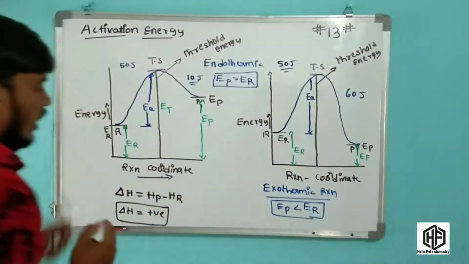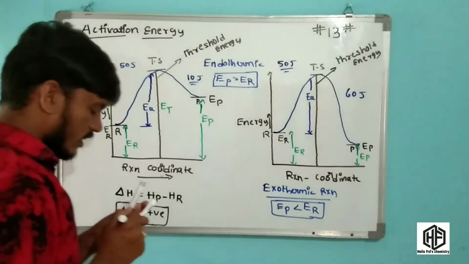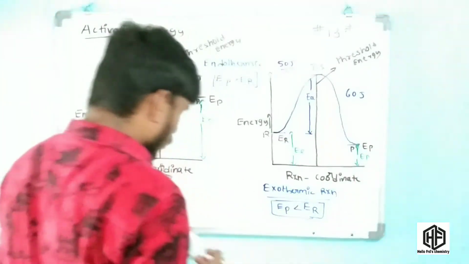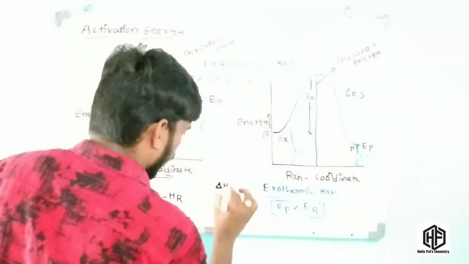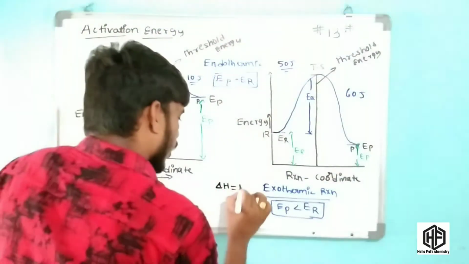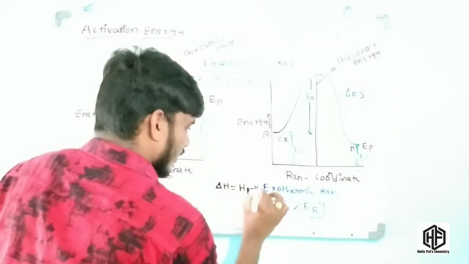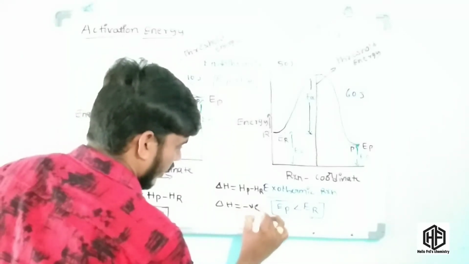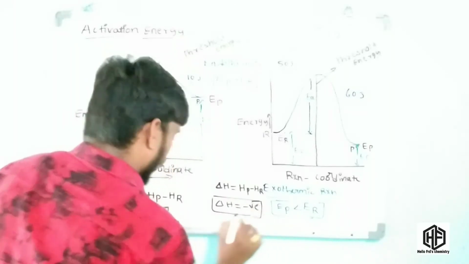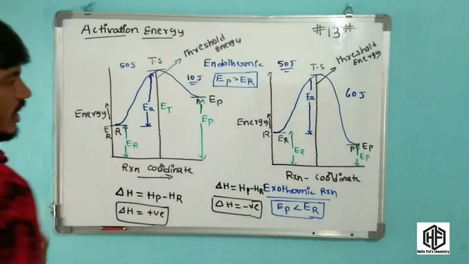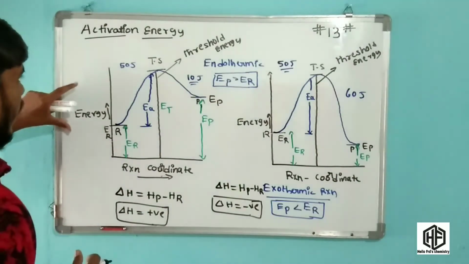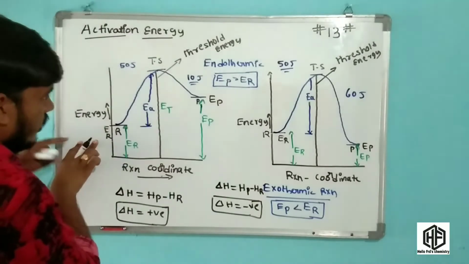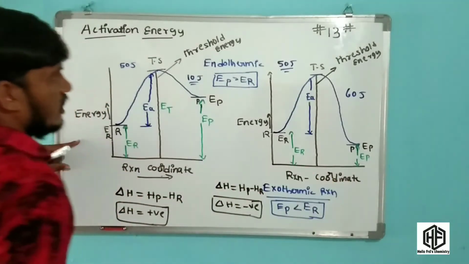Now delta H is the enthalpy of reaction, the energy per mole, that is called the enthalpy of reaction. Delta H is equal to enthalpy of product minus enthalpy of reactant. Now delta H value is negative in an exothermic reaction and delta H value is positive in an endothermic reaction. This is the graph representation of the activation energy, this is the endothermic reaction and this is the exothermic reaction.